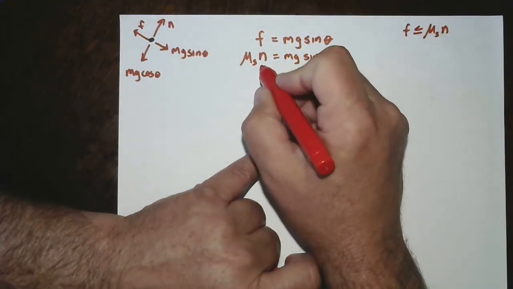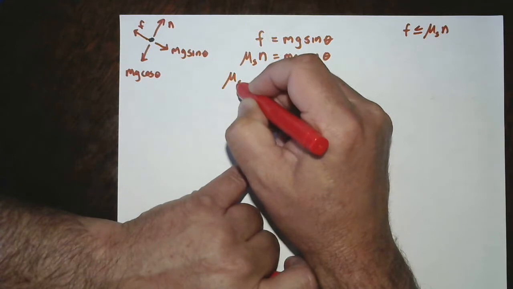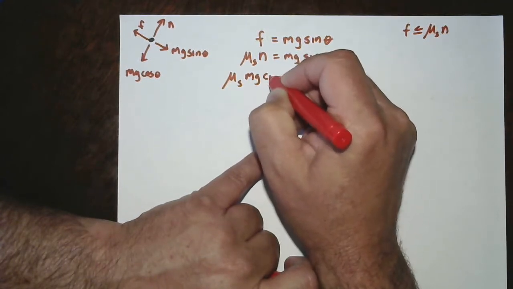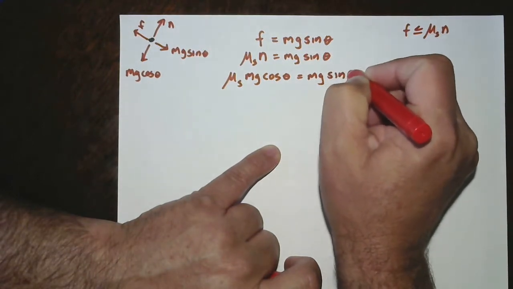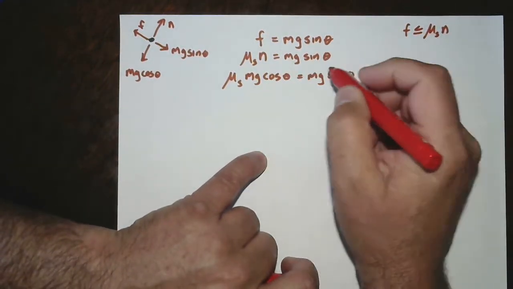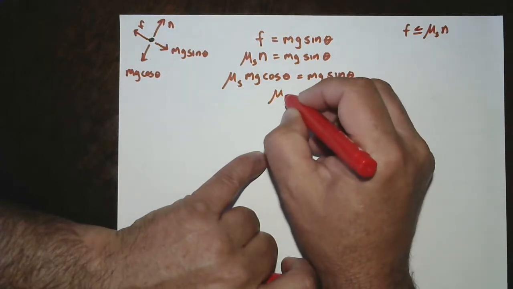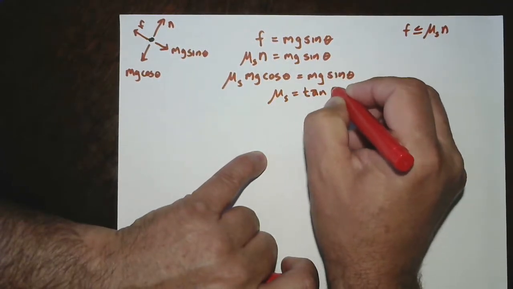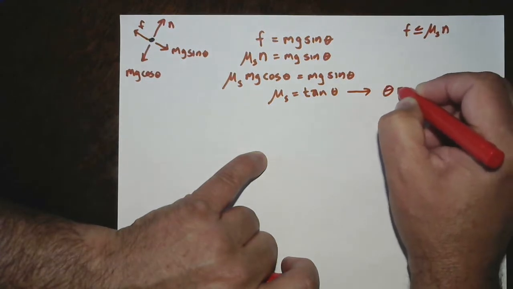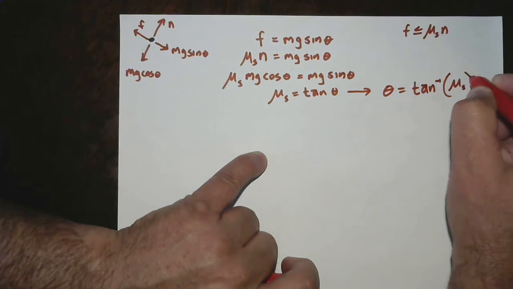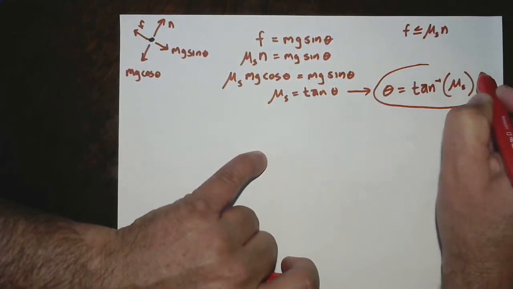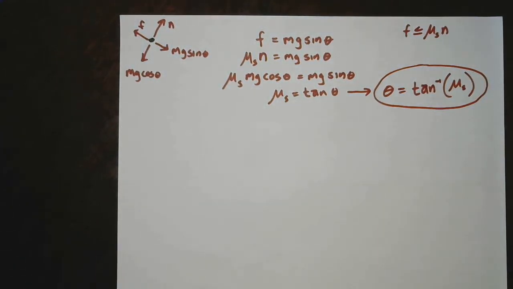Okay, the normal force here is going to be exactly equal to mg cos theta, and that's going to equal mg sine theta. And so all the mg's cancel, the cosine under the sine, we get that mu s is going to equal tan theta, or theta is going to be the inverse tangent of mu s. And that would be an expression for what the maximum value of the angle could possibly be. Excellent.